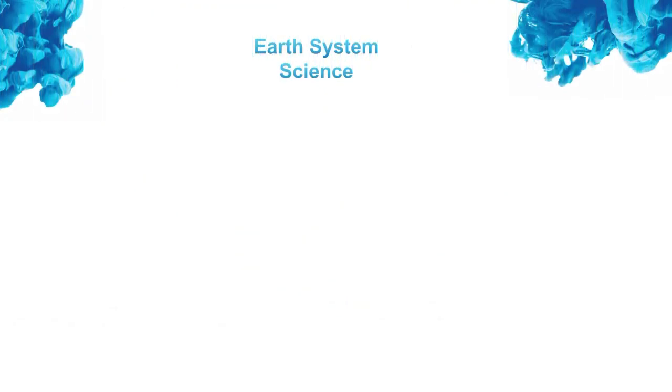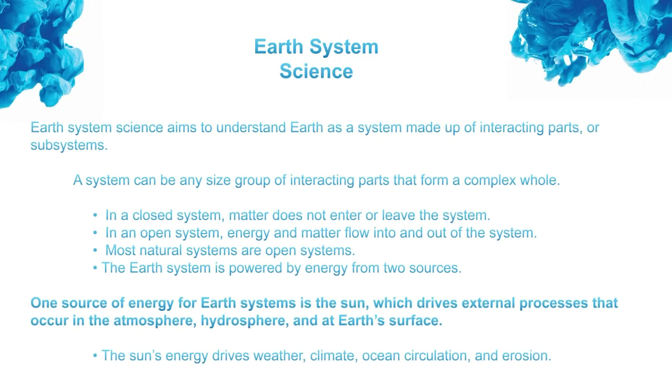Earth System Science aims to understand Earth as a system made of interacting parts or subsystems. A system can be defined as a group of interacting parts that form a complex whole. In a closed system, matter does not enter or leave the system. In an open system, energy and matter flow into and out of the system. Most natural systems are open systems.